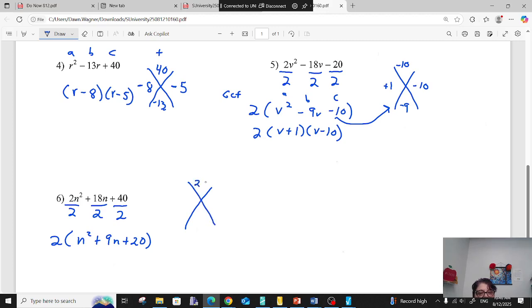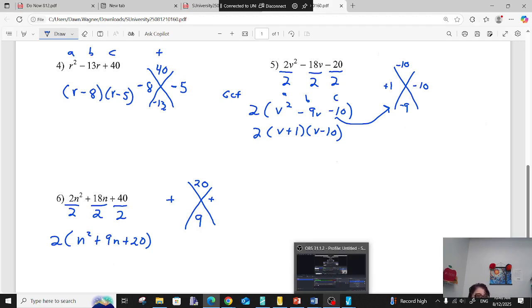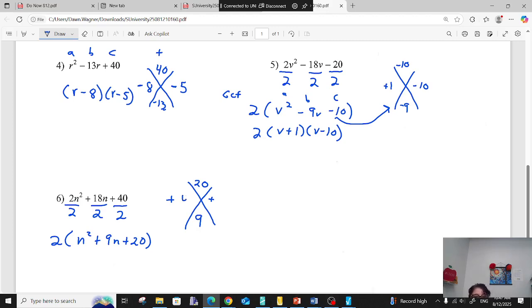I can put 20 up here, 9 down here. They're both positive, so that means these are both going to be positive. What two numbers can multiply together to get 20? You add them together to get 9. 4 and 5. So we have 2 parentheses, n plus 4 and n plus 5.